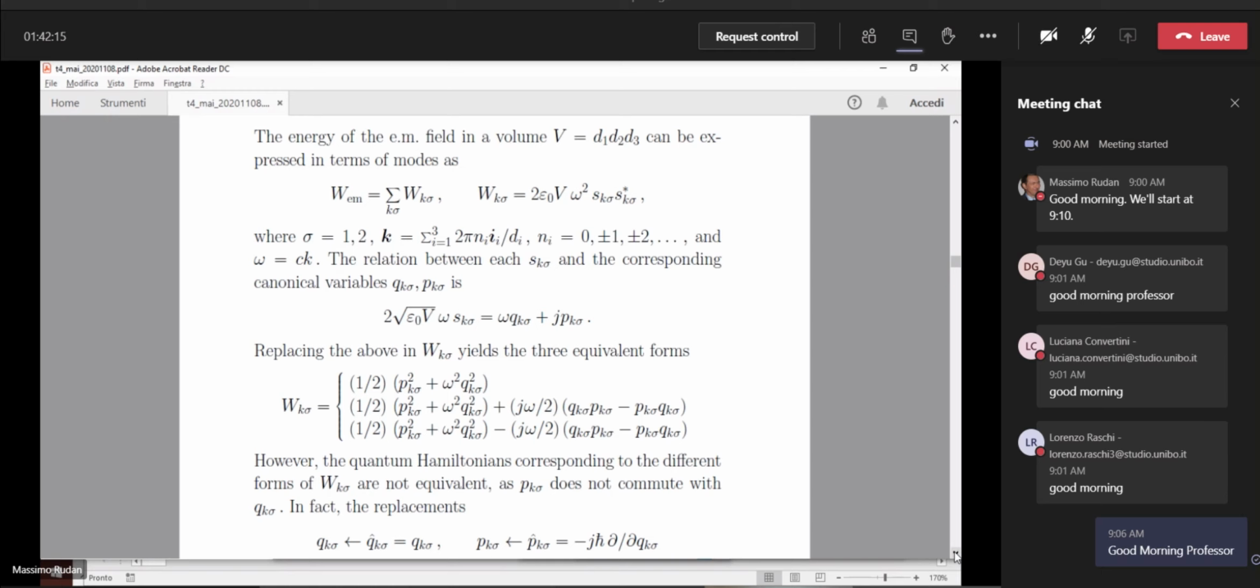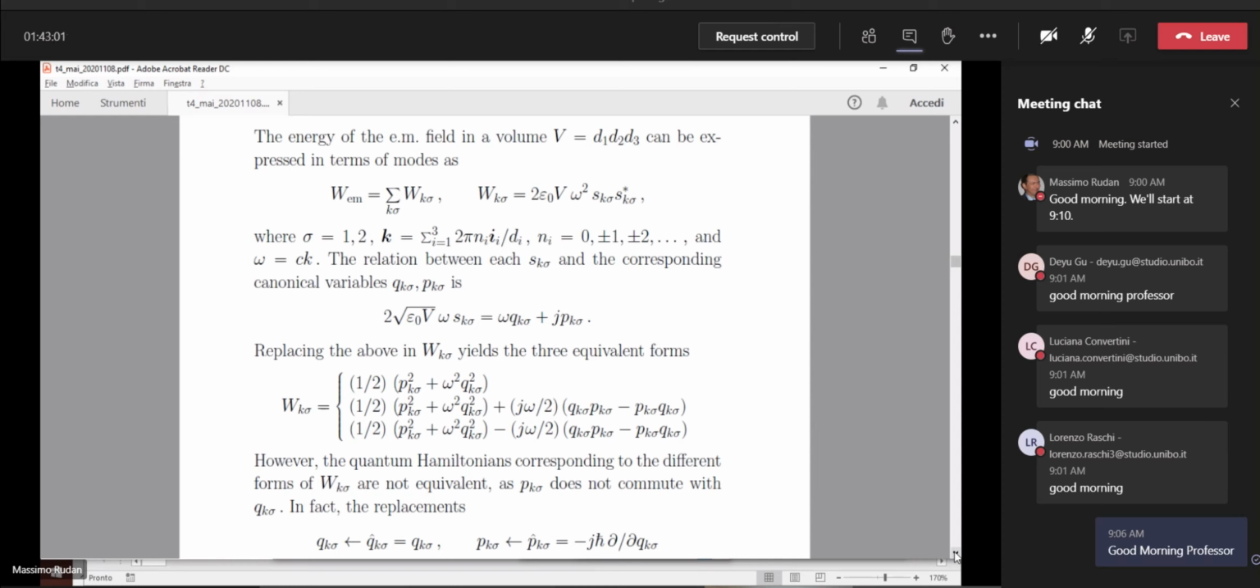Then we want to calculate the total energy of the electromagnetic field inside the box. Why do we want the energy? Because when we want to operate the quantization of the electromagnetic field, and we want to write down the Schrödinger equation, remember the Schrödinger equation provides you with the eigenvalues of energy. So we must start from the classical formula for the energy of the electromagnetic field, and then we must introduce the quantization.